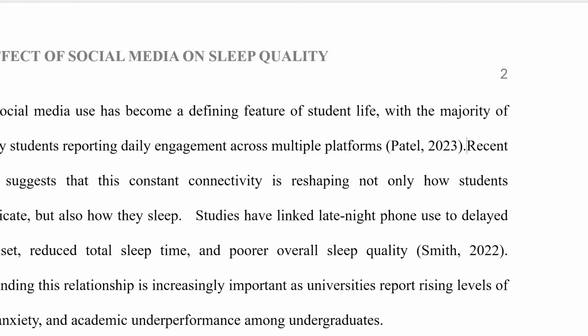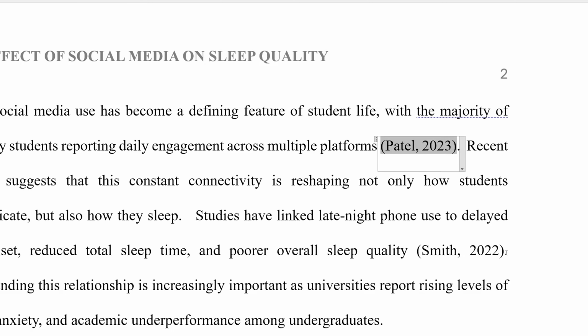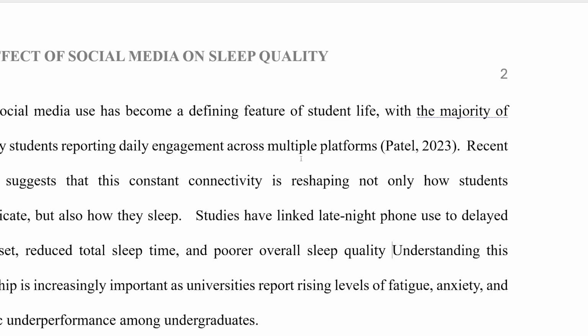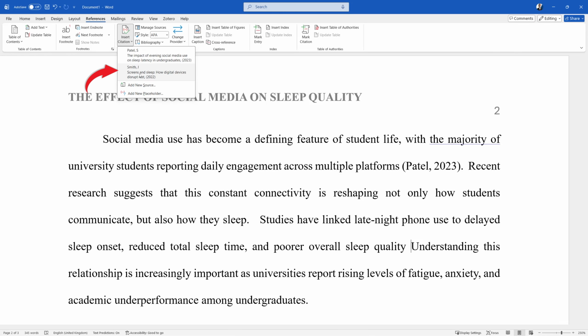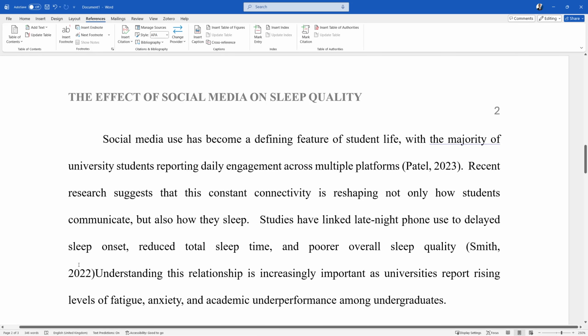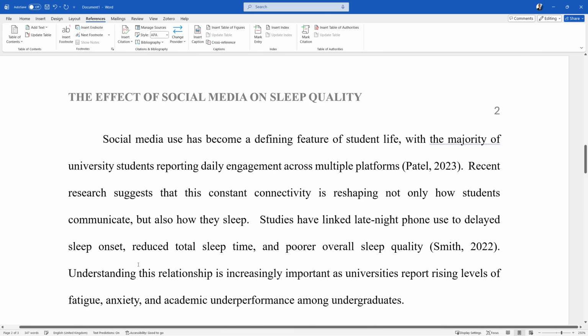I'm then going to make sure I've got a full stop and those 2 spaces that we need. I'm going to do exactly the same thing for Smith. I'm just going to remove the old one because that wasn't real. Click on Insert Citation and click Smith, and then put a full stop and then 2 spaces once again.